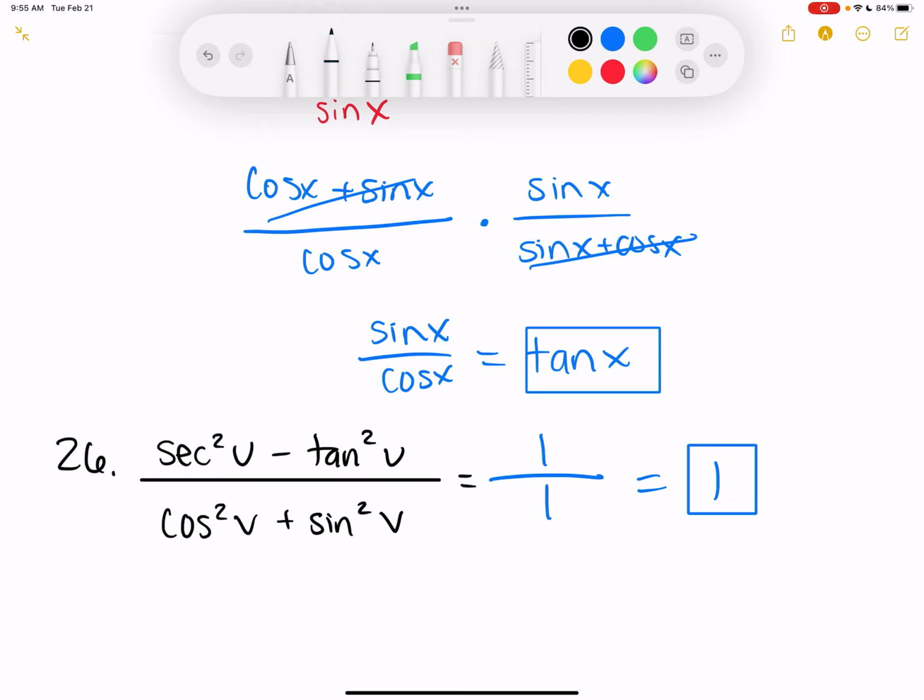All right, use the basic identities to change the expression to one involving only sines and cosines. Then simplify to a basic trig function.